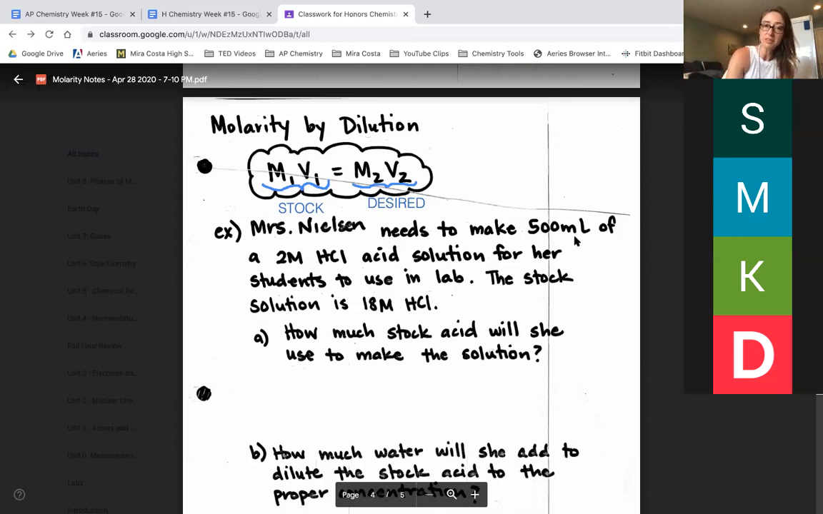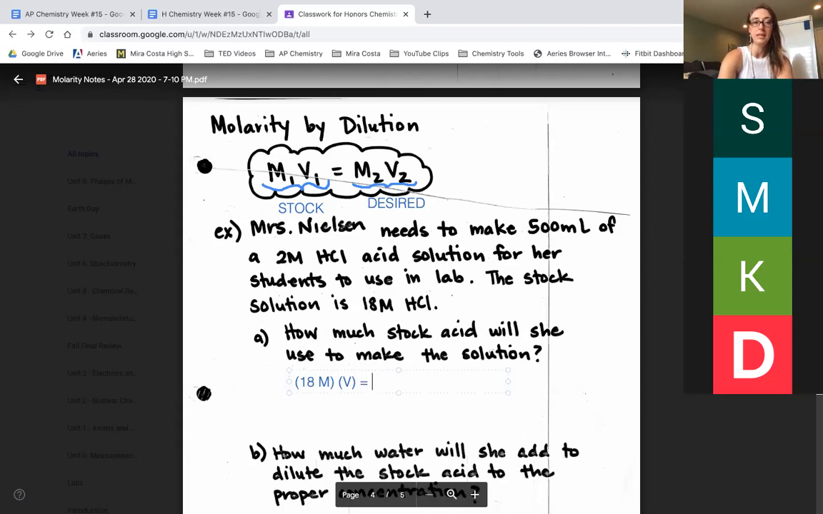So I need 500 mLs of a 2 molar hydrochloric acid. I go back into my stock room. I find this 18 molar hydrochloric acid, and I've got to dilute it down. So how much stock acid will she use to make the solution? Okay, so I'm going to just go ahead and plug and chug into M1V1 equals M2V2. So I know that I've got an 18 molar stock solution. I want to know what's the volume that I need. Right? That's what I'm solving for.